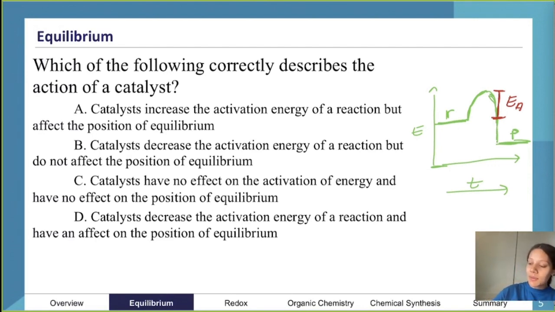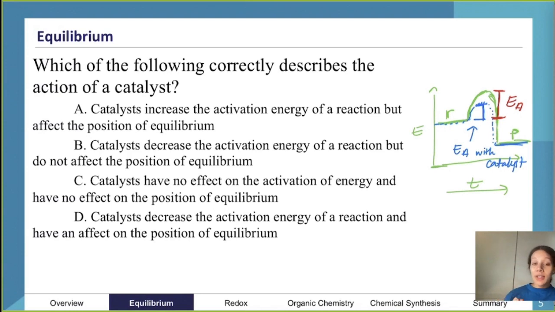So if we want to sketch over the top of that, for example, with a catalyst, it might look something like that, where now our activation energy is much, much smaller with catalyst. Okay, that's my little sketch there. So that's what a catalyst does. So that means we're going to have a look at our options now and see what we can rule out.